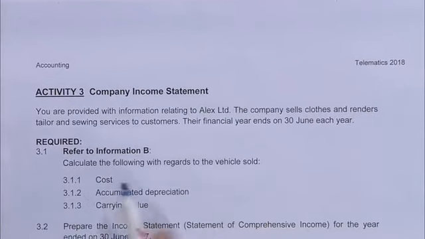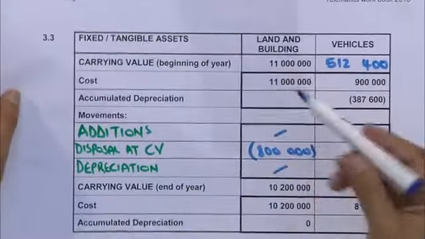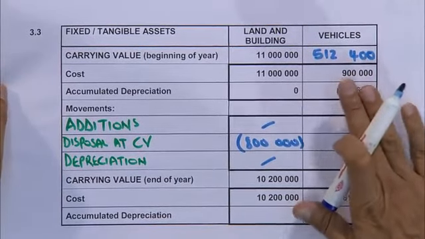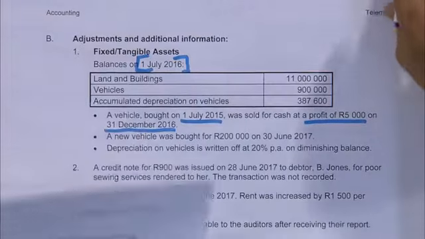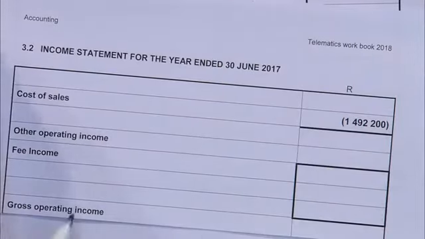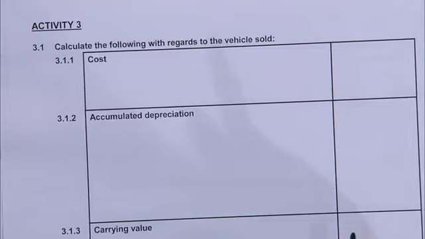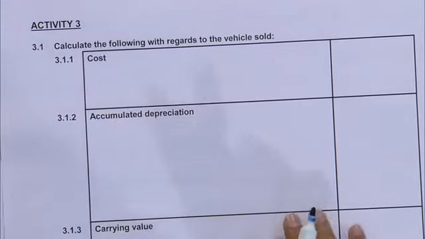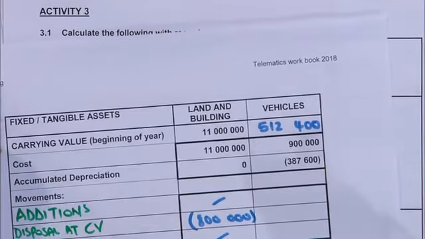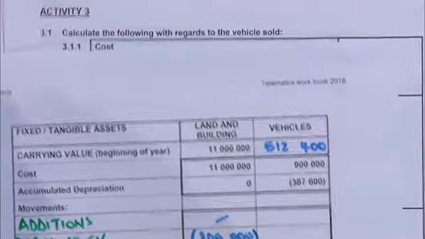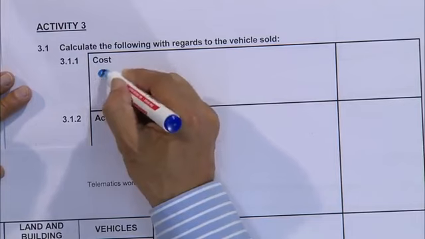Okay, then the question is, calculate the following with regard to the vehicle sold. Okay, we must determine what is the cost price of the vehicle that we sold, but that vehicle that we sold was bought on the 1st of July 2015. Okay. So if we go to the answer booklet, now whatever we're mentioning now about the vehicles, we'll be needing the fixed asset note, but also we need this to answer the other one, which is this one over here. Okay. They want us to determine what is the cost price of the vehicle that was sold. So if I'm looking at this, I see the cost price at the beginning of the year was 900,000. So I'm going to start with 900,000 at the beginning of the year.